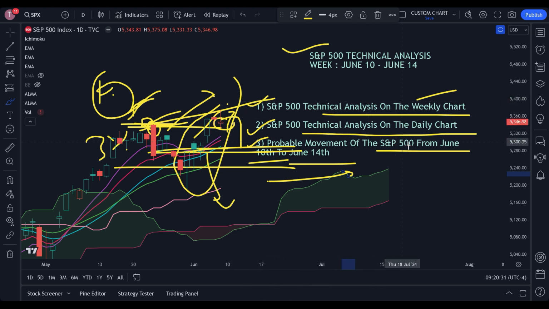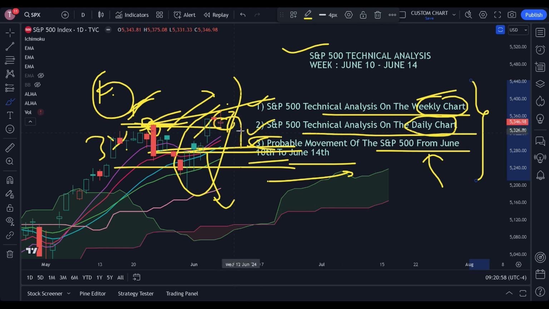And guys, once again, let me remind you that when I say the probable movement, I cover the probable movement in the weekly chart as well as in the daily chart. That is why I recommend you to watch the entire weekly technical analysis to get an idea of what is going to happen, what exactly is happening, and what the changes are in terms of the technicals and everything, which I discuss on the weekly and the daily chart.